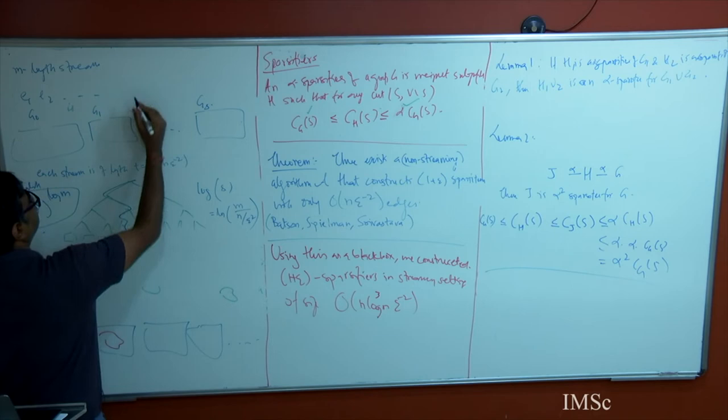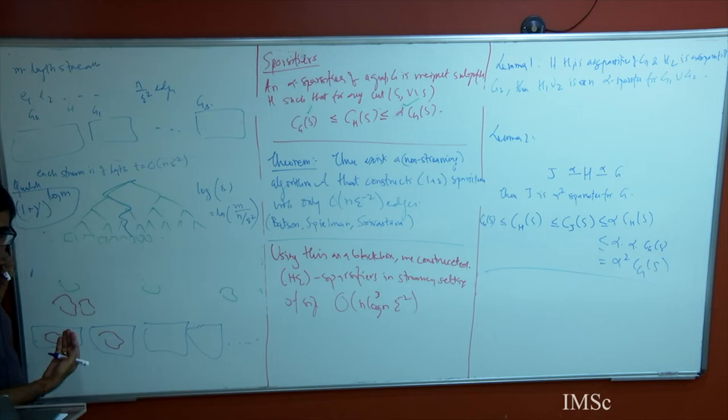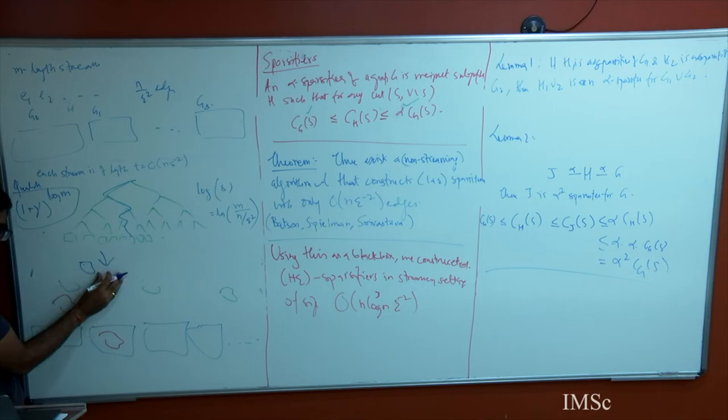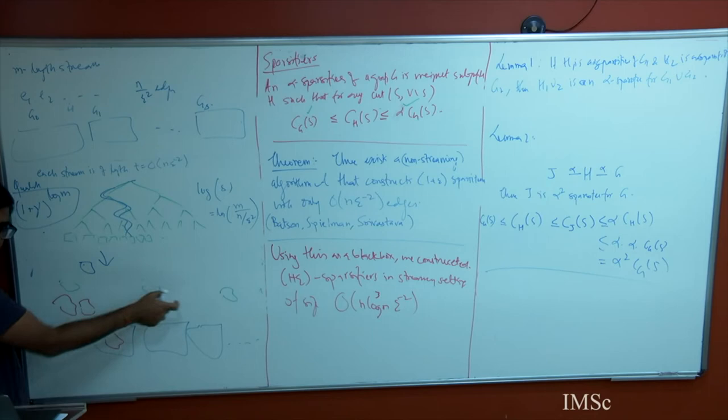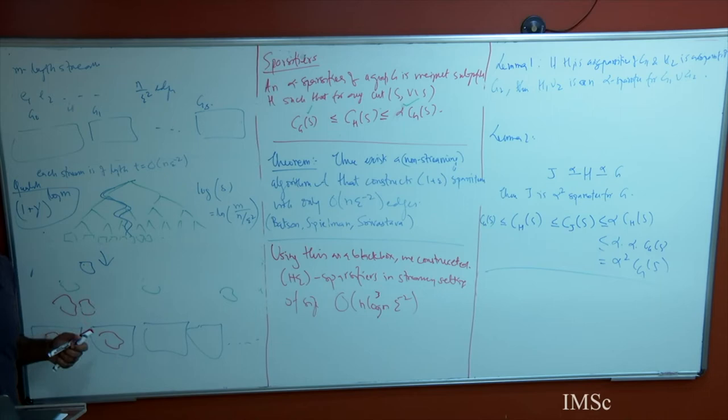Each G_i contains n over epsilon square edges. I'm only seeing an edge stream. So I see the first stream of n, and I have a counter which tells me which indexed object I am at. I can keep an index which will tell me where I am in this tree, and based on that I can keep objects, like you do your post-order traversal. Okay, so this is what we did till last time.